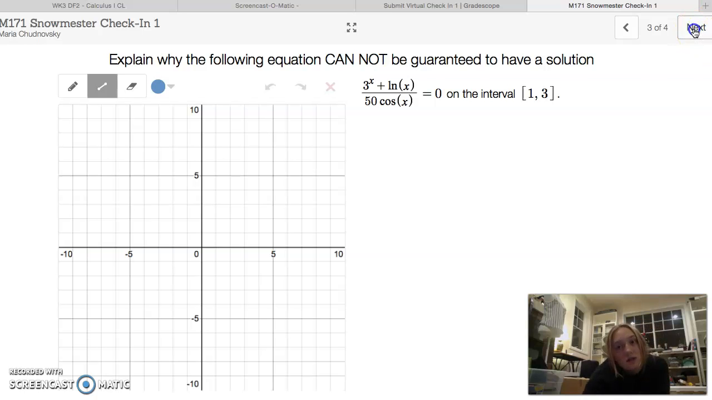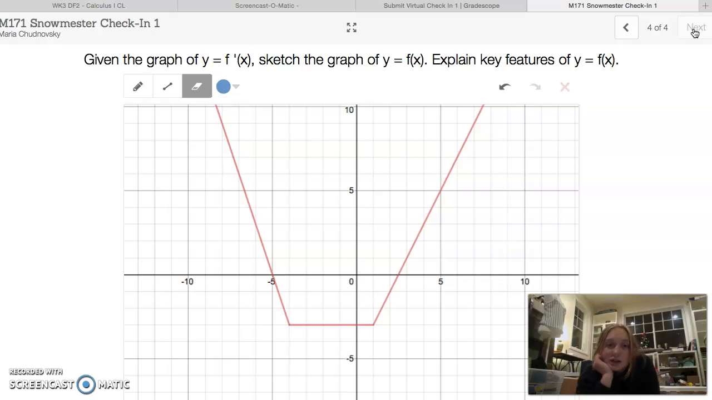So, let's see. The last question is, given the graph of f prime of x, sketch the graph of y equals f of x and explain key features of y equals f of x. Okay, these are like my least favorite thing to do. It looks like it crosses right here, so that means that f of x had a 0 somewhere in this area, on x equals -5 and 2.5. So right here.